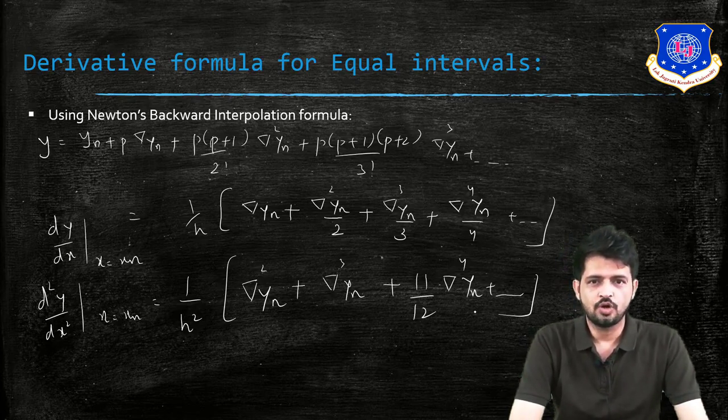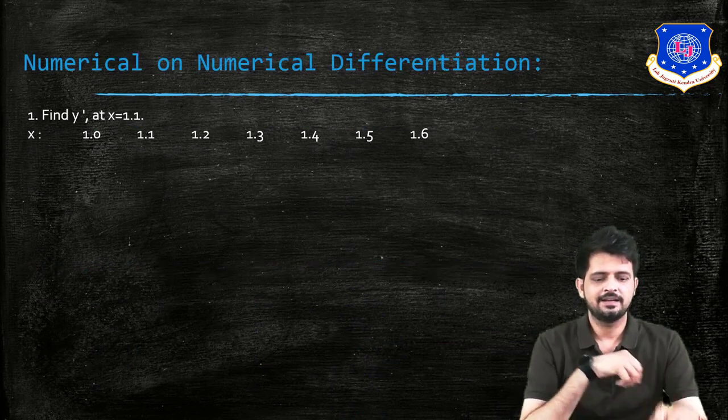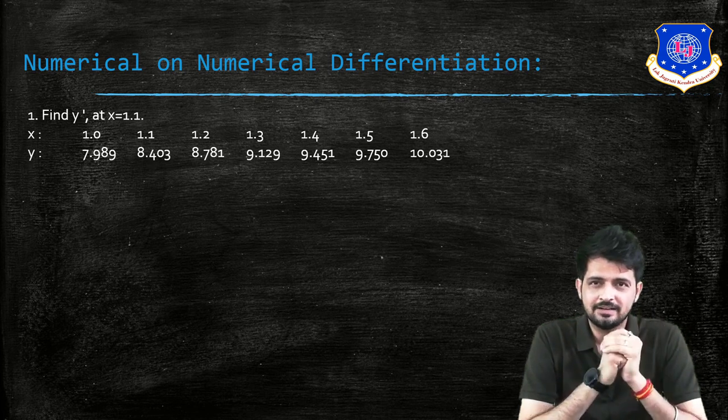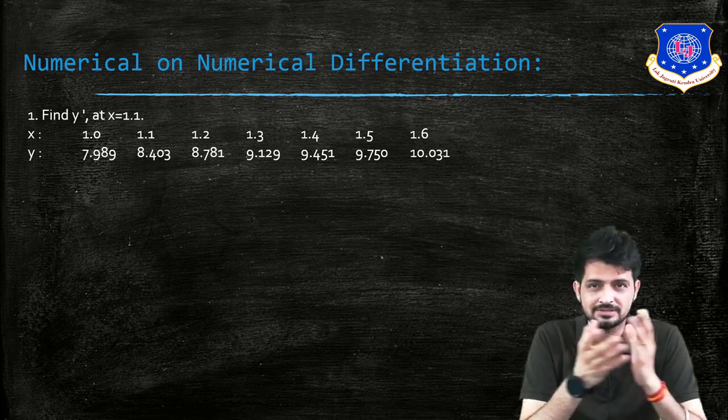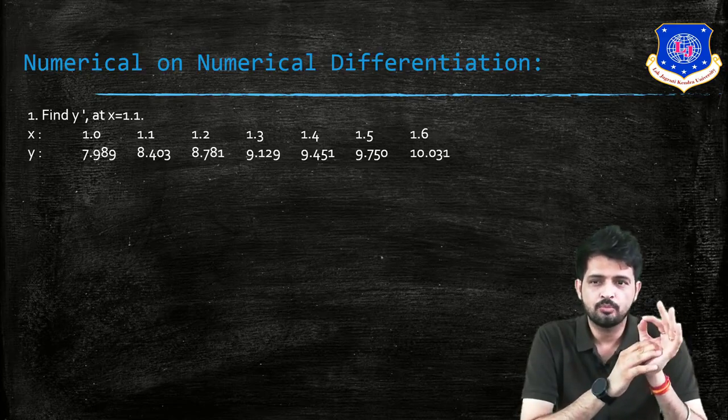Okay, let us solve a numerical on the basis of this. See, this is the given data. The values of x and y are given. Nothing is given except y dash. What is the statement? Find y dash at x is equal to 1.1.